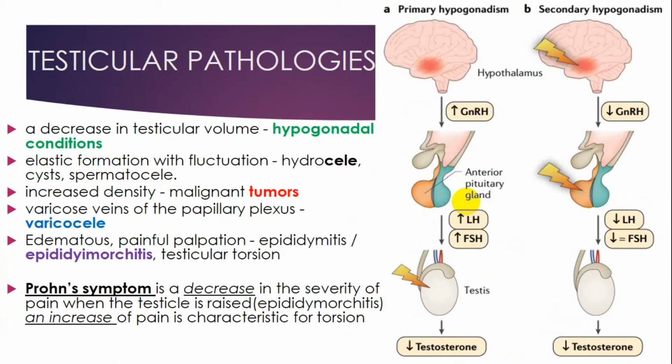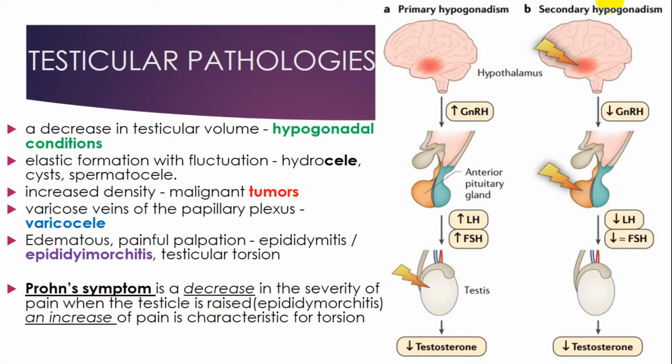Testicular pathologies are quite common too. For example, a decrease in testicular volume is a hypogonadal condition. The mechanism of its appearance is in this scheme. Elastic formation with fluctuation, for example, some seals. Increased density, it's a malignant tumor, for example.